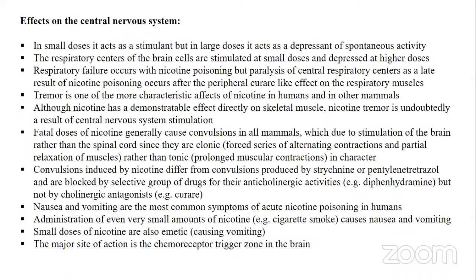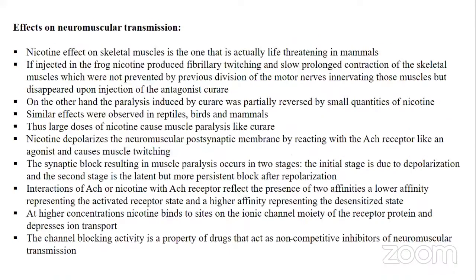Convulsions induced by nicotine differ from convulsions produced by strychnine or pentylenetetrazole, and are blocked by a selective group of drugs for their anticholinergic activities, but not by cholinergic antagonists. Nausea and vomiting are the most common symptoms of acute nicotine poisoning, and administration of even very small amounts of nicotine causes nausea and vomiting. Small doses of nicotine are also emetic. The major site of action is the chemoreceptor trigger zone in the brain. These are the effects on the central nervous system.